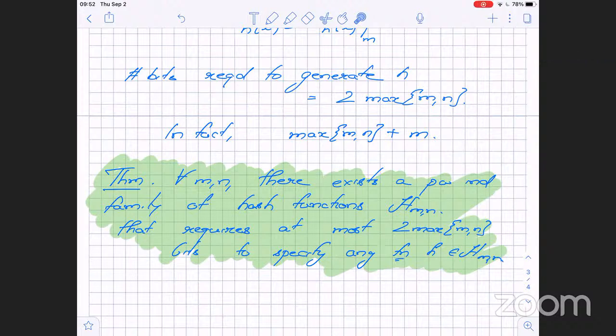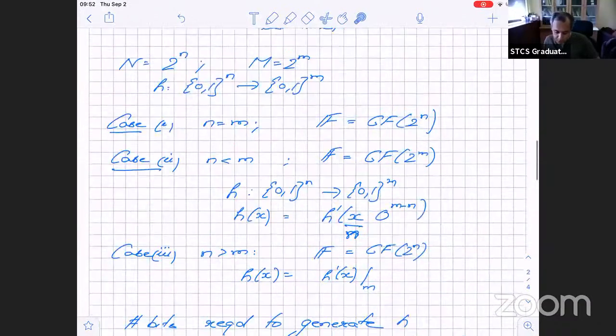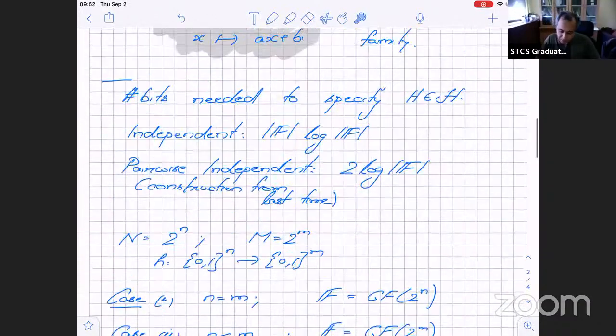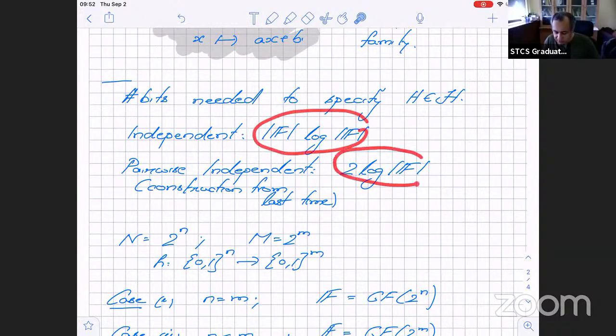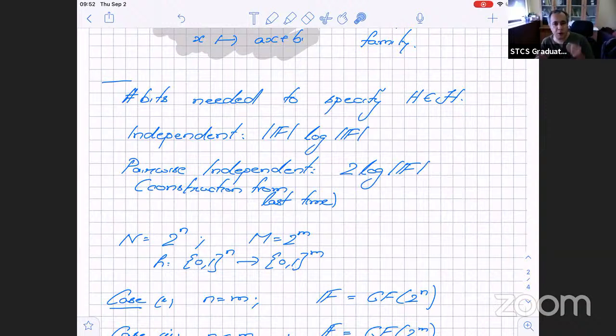Yeah. One question. So the thing is, we had a number of bits required to construct this hash family. So this f log f thing, right? Which you said, I didn't get it. Can you just repeat that? Not the f log f, the 2 log f. Yes, 2 log f is the number of bits to specify this. You had to specify a and b. Yes, that was log f and log f each.